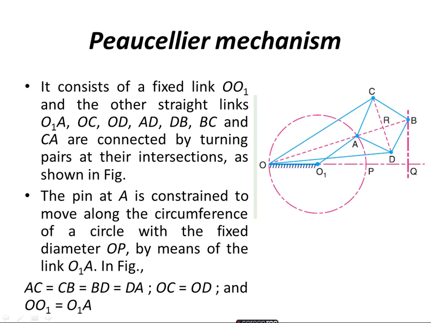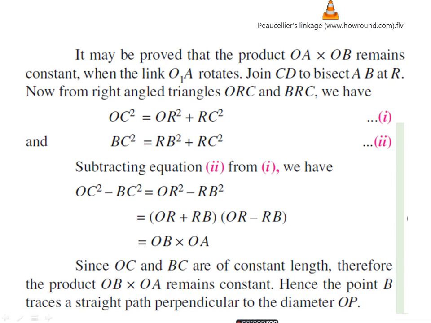So what will we get here? Subtracting equation 2 from 1, OC square minus BC square: RC square is common, so it gets cancelled. Then it becomes OR square minus RB square. Using the mathematical relation A square minus B square equals A plus B times A minus B, OR square minus RB square is OR plus RB times OR minus RB. And this can be obtained in the form of OB into OA.